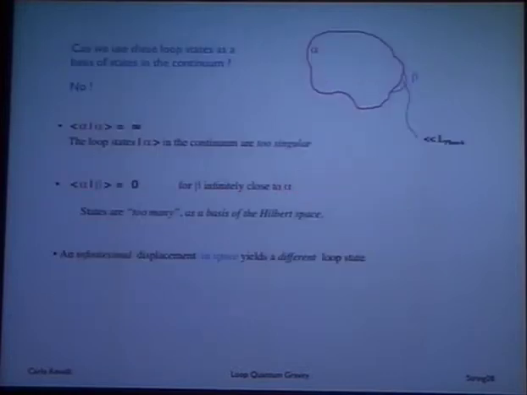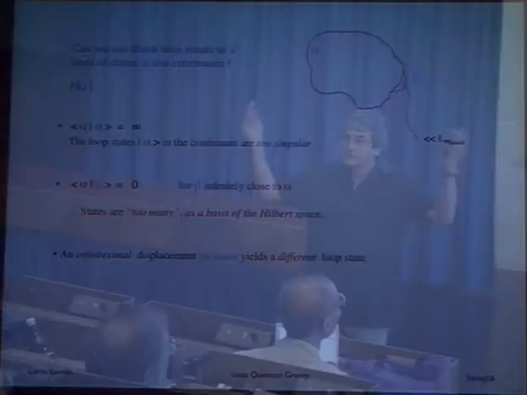Now, can you do the same in the continuum? The answer is no, essentially because these are too singular. If you move infinitesimally one of these loops in the continuum, you get an orthogonal state, assuming this is an orthogonal basis. And if you take this as a definition of a Hilbert space, you define something much larger than the Hilbert space that you want.